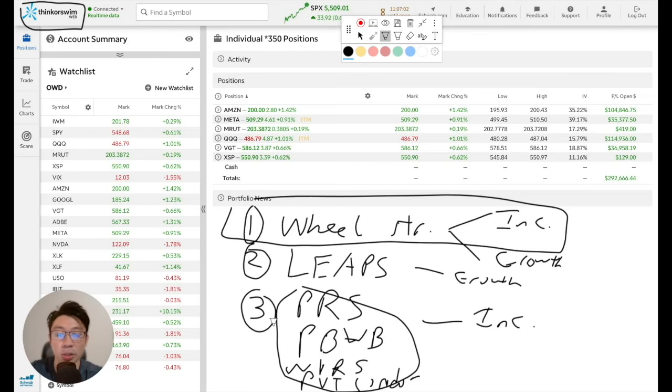I try to split them equally among the 3 accounts. This way, if one fails, I still have the SIPC covering me for one of them, and I can still trade on the other 2 platforms. So this is just a form of diversification, just in case the broker fails, like back then, right? MF Global was a big issue, and also when a lot of these investment banks failed. So you never know what's going to happen.